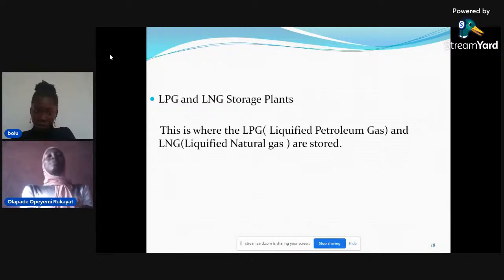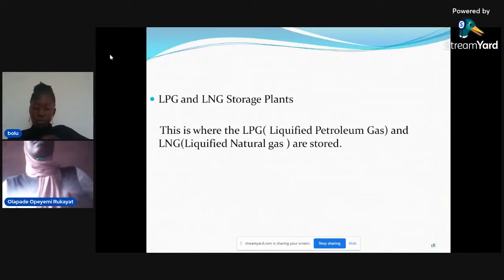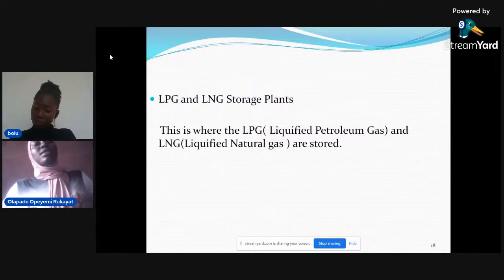Okay, this is where the LPG, the liquefied petroleum gas, and the LNG, the liquefied natural gas, are stored. I'm sure you're wondering, what's liquefied petroleum gas and what's liquefied natural gas? Well, petroleum gas is still a type of natural gas liquid, just with a higher vapor pressure. It's a term used to describe just two of the natural gas liquids, propane and butane, or a combination of both.